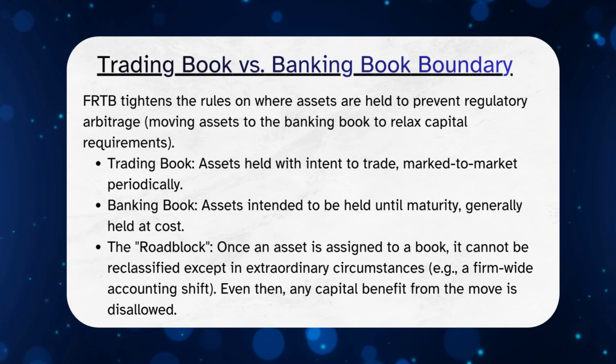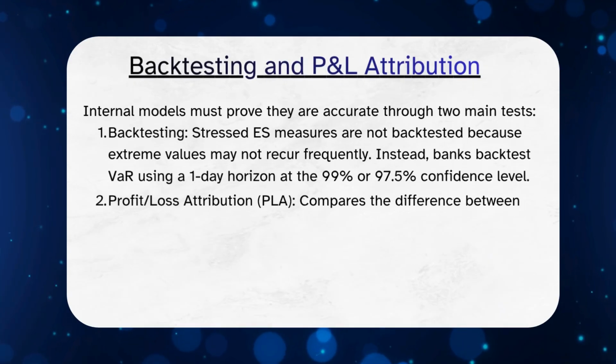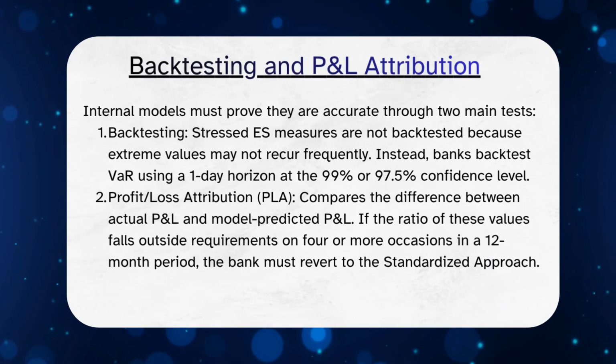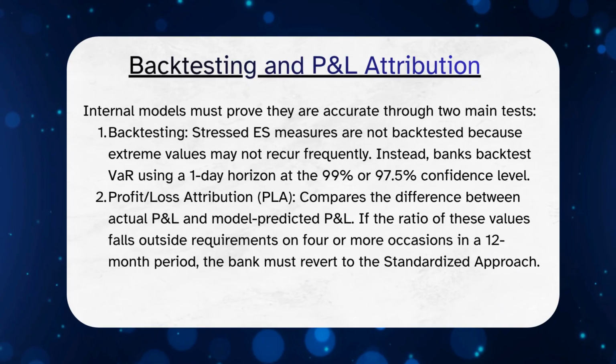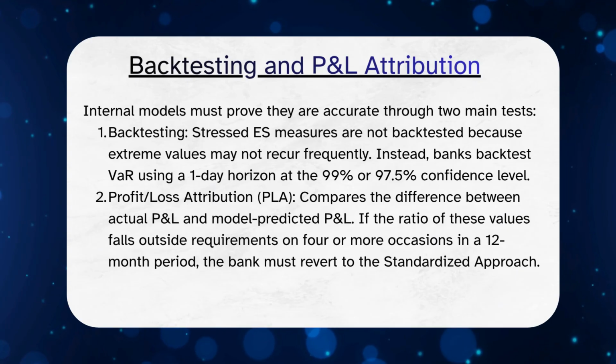If a bank wants to use its own internal models approach, IMA, it has to prove those models actually work through 2 high-stakes tests. Interestingly, we don't backtest the stressed ES itself. It's too extreme to test reliably. Instead, for backtesting, we use value at risk with a 1-day horizon at a 99% or 97.5% confidence level.